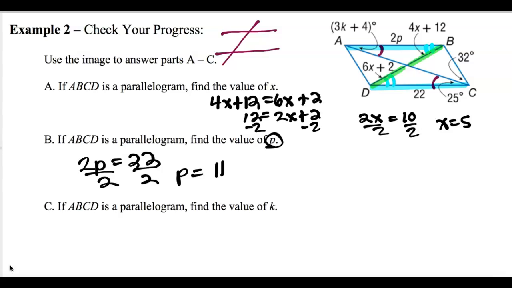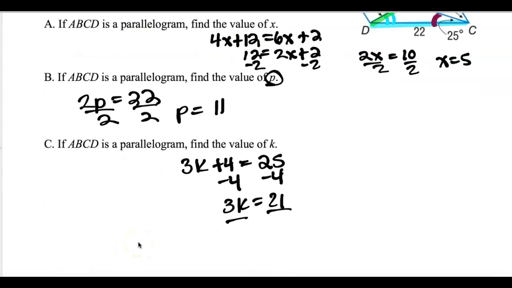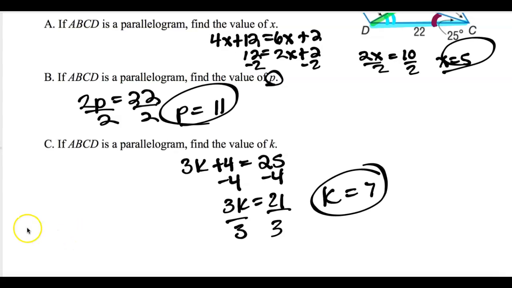Lastly, we have k. I mentioned when we started this that this angle here, which has a k in it, is going to be congruent to this angle here because they are alternate interior angles. So we're going to set up an equation. We can say 3k plus 4 equals 25. Subtract 4 from both sides, we get 3k is equal to 21. Divide both sides by 3, and we get that k is equal to 7. So we have all 3 of our answers here. I'd like you to go ahead and try the next one on your own, and then we will come back together to see how you did.